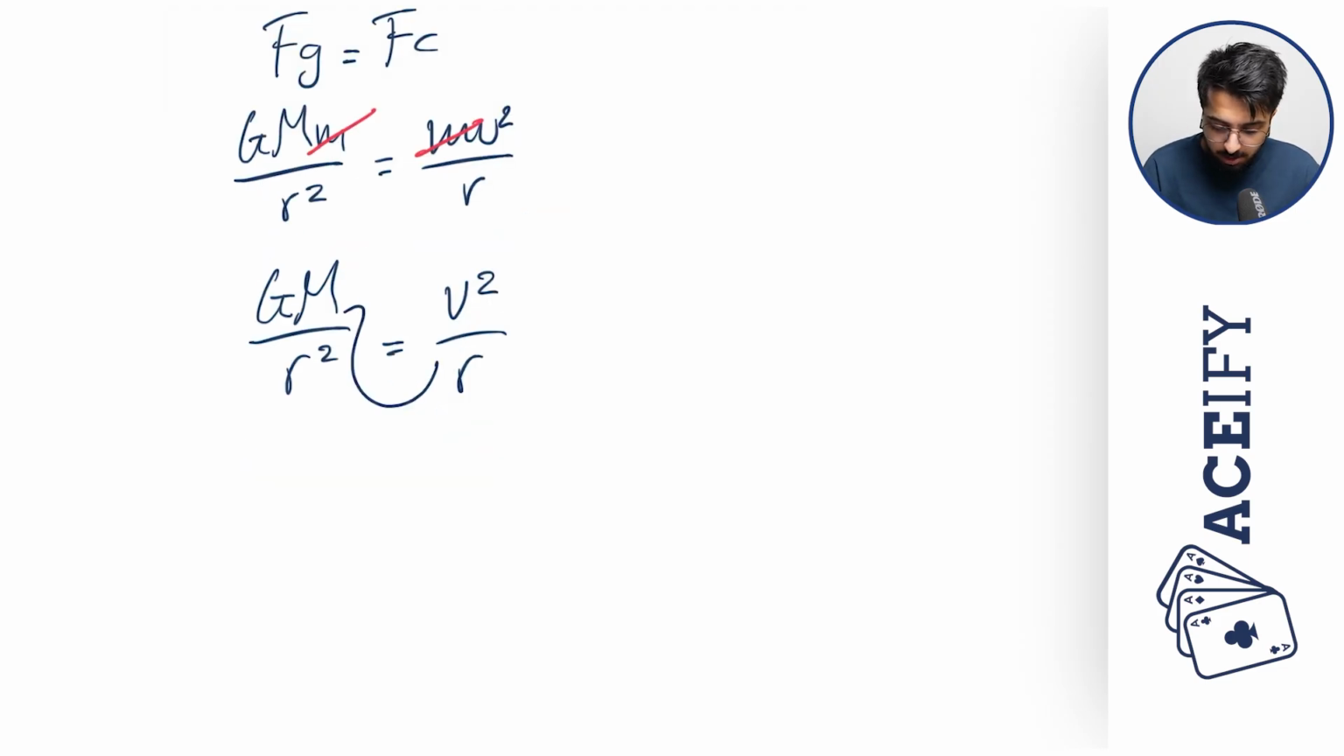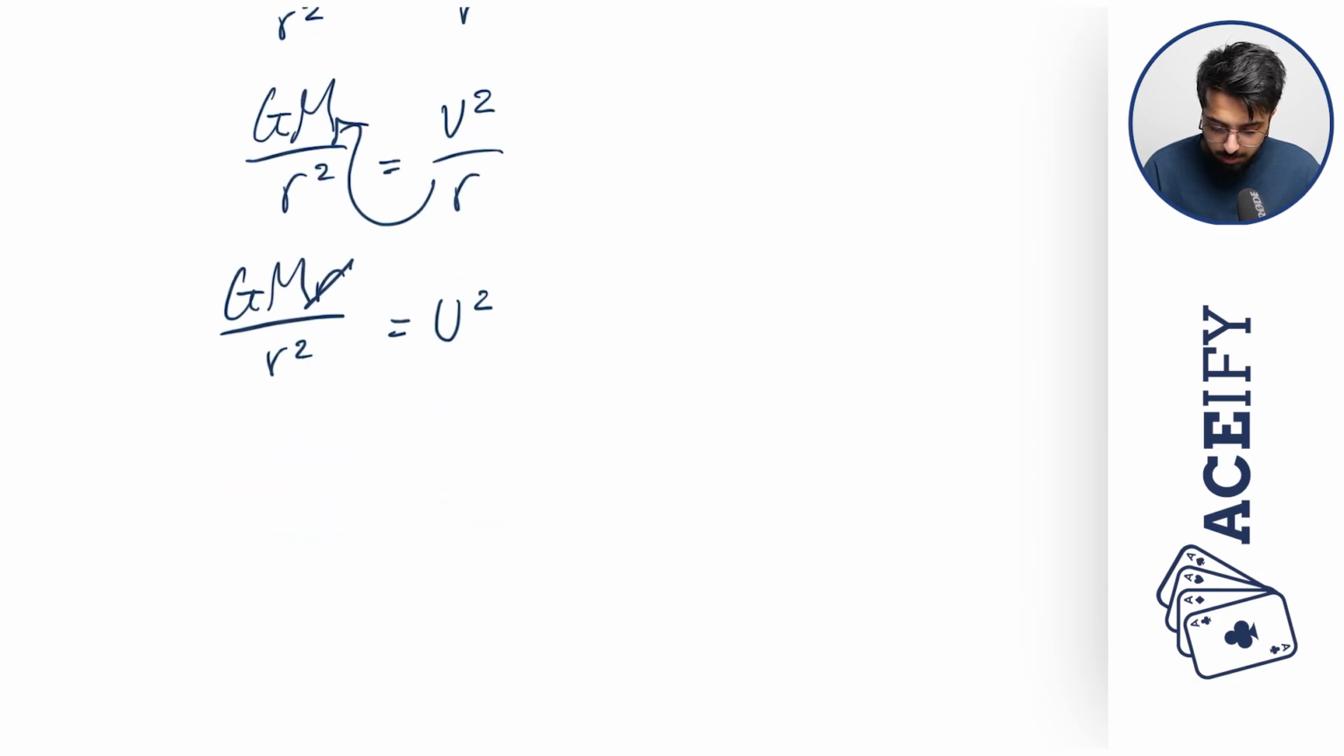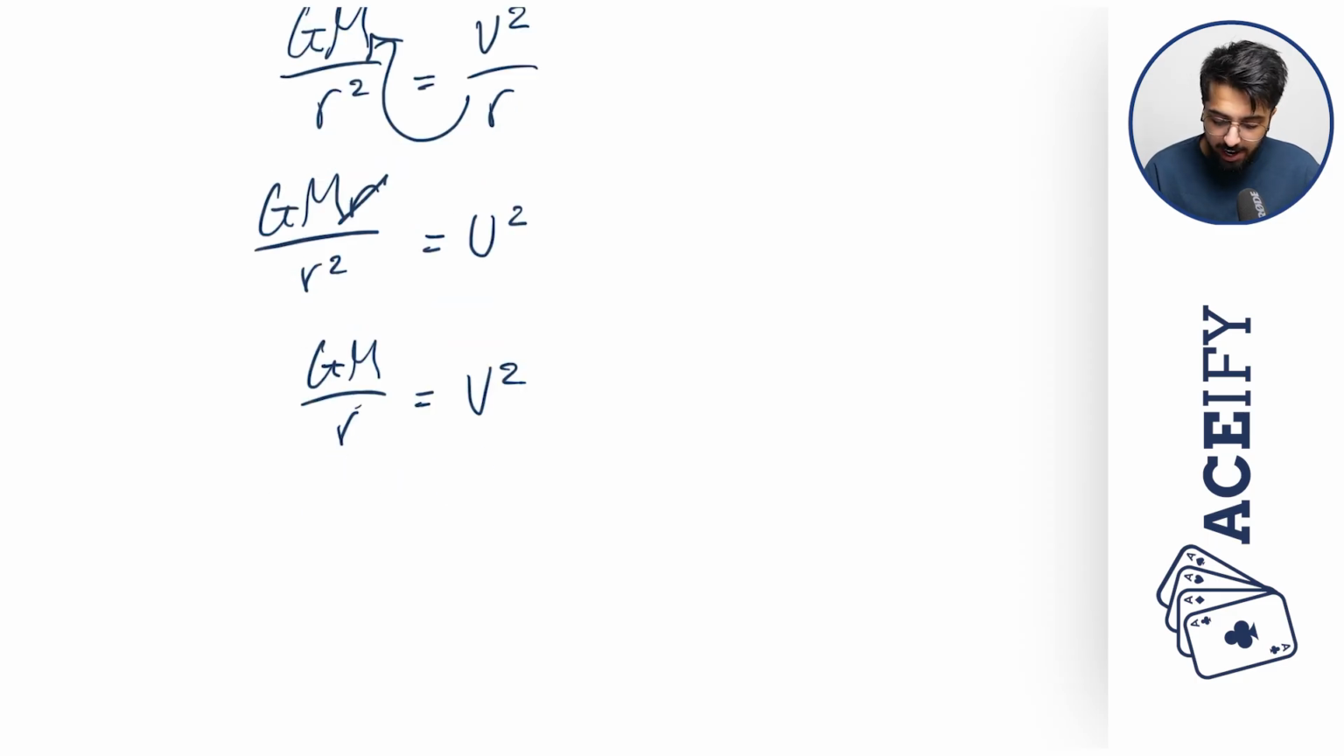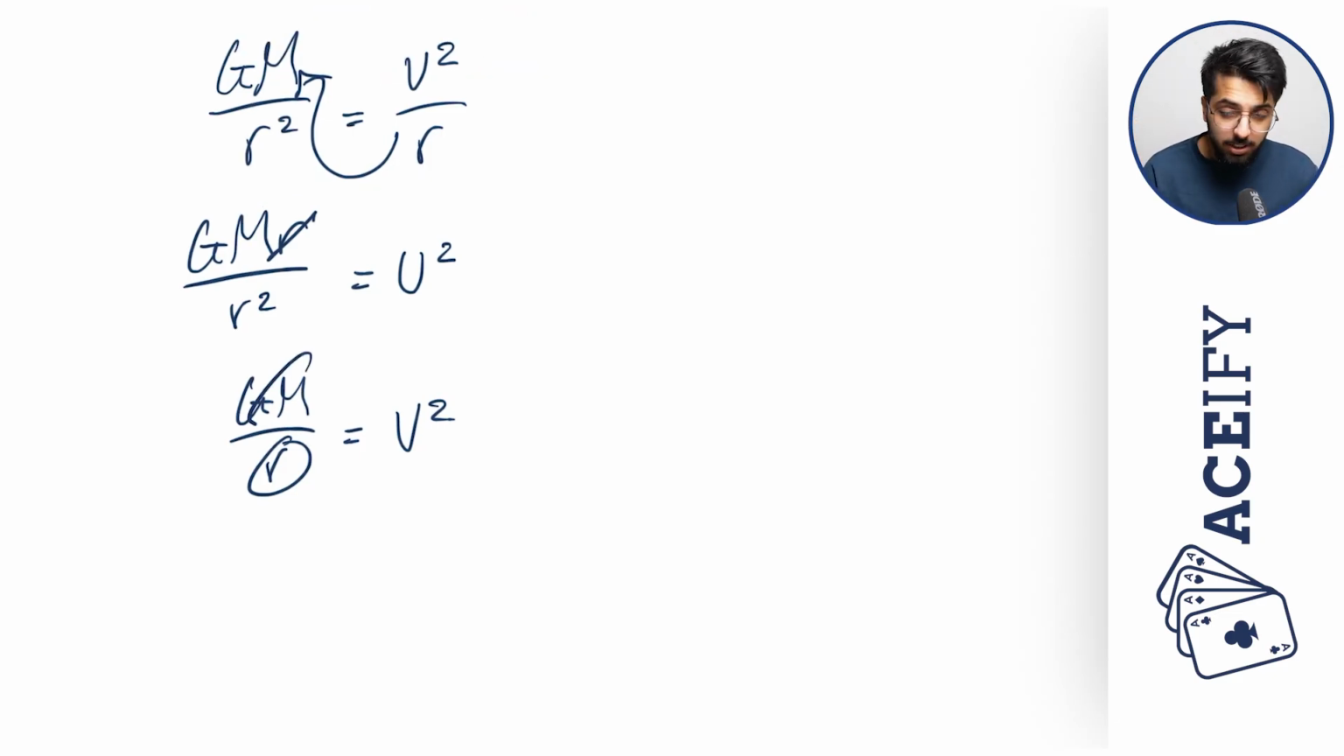Now we can move this r up here, and we get GMr all over r squared is equal to v squared. This r will cancel out, and we get GM all over r is equal to v squared. Now we are given our r value, because remember that our r value is the distance between the center of mass of the two objects. We know our gravitational constant because it's a constant, and we're trying to calculate the mass of the planet. However, we don't know v squared.